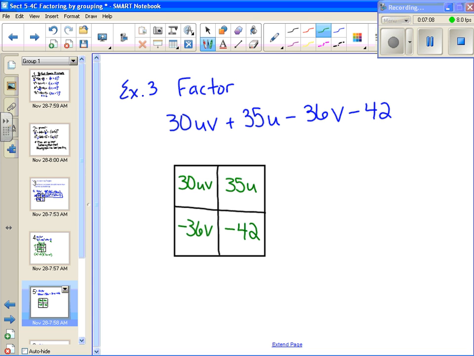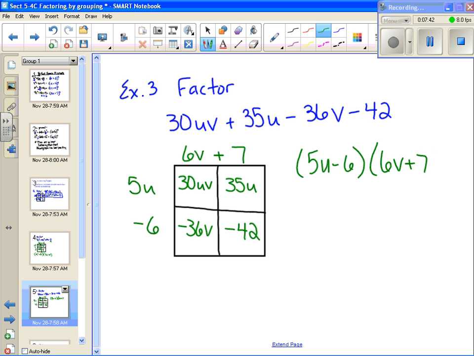Then I look for common factors. So out of the first row, I can bring out a 5u, which is going to make this a 6v. It's going to make this a plus 7. And this would have to be a minus 6. So 6v times negative 6 is negative 36v. Don't forget to check the last box. 7 times negative 6 is negative 42. So then we know we did that one correctly. We get 5u minus 6 times 6v plus 7.